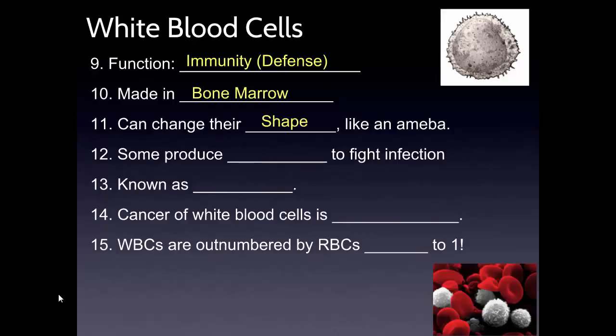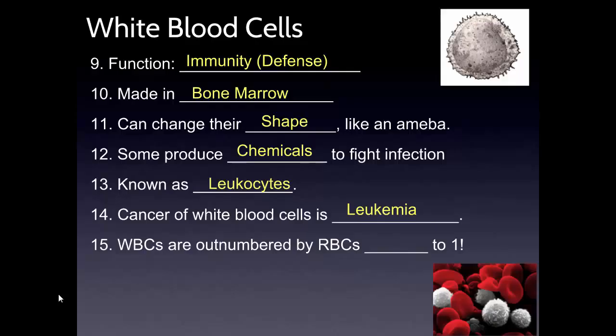There's a bunch of different types. Some of them look like this, and would engulf and destroy a pathogen. Some produce special chemicals that fight off infection. The technical term for a white blood cell is a leukocyte. And a common form of cancer that affects people's leukocytes is leukemia. So leukemia is a cancer that affects those white blood cells.